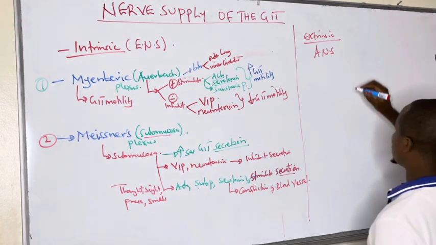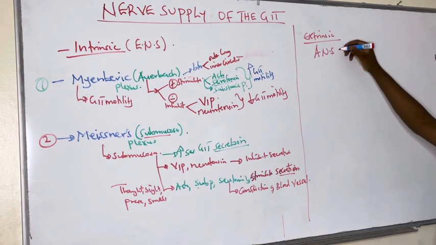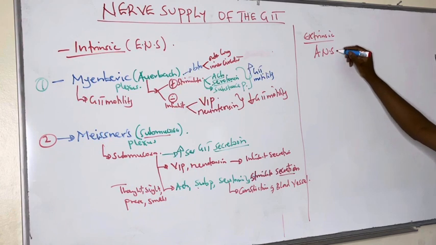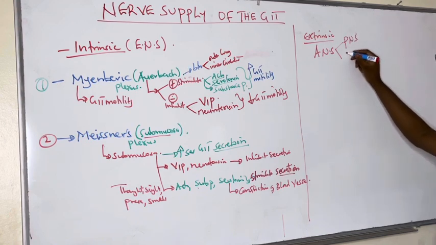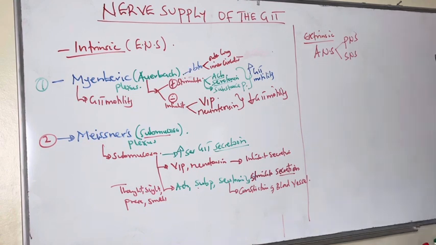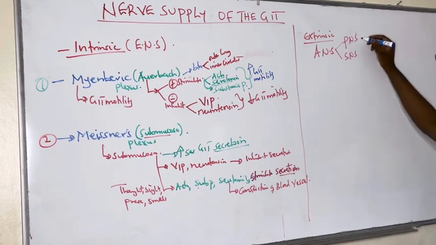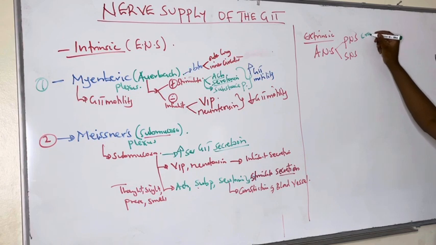And we know that from when we studied about the brain, we saw that the autonomic nervous system is divided into two: the parasympathetic nervous system and the sympathetic nervous system. The parasympathetic nervous system is supplied by the craniosacral outflow.